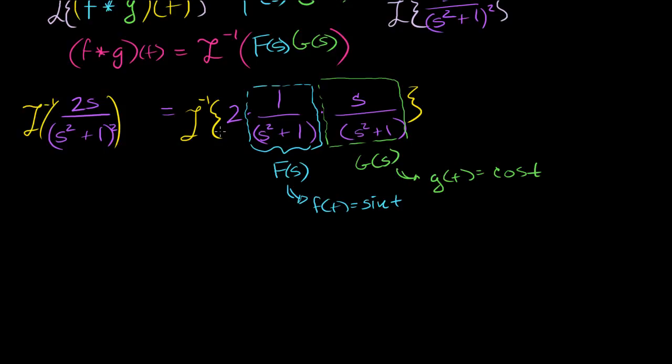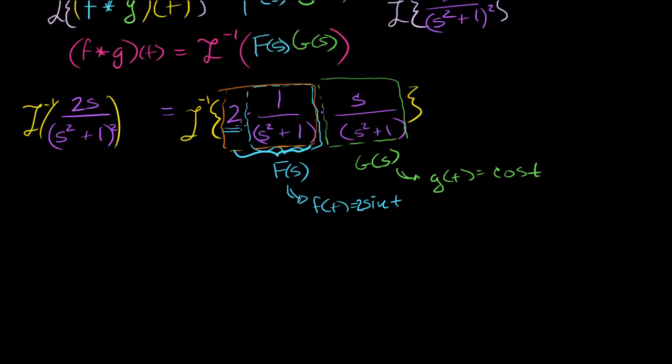Instead of taking the 2 out, I can leave it nice and clean. If I were to draw a box around this whole thing and define that whole thing as f of s, then f of s is a Laplace transform of 2 sine of t. I just wanted to include that 2. I didn't want to leave that out and confuse the issue. I wanted a very pure f of s times g of s.